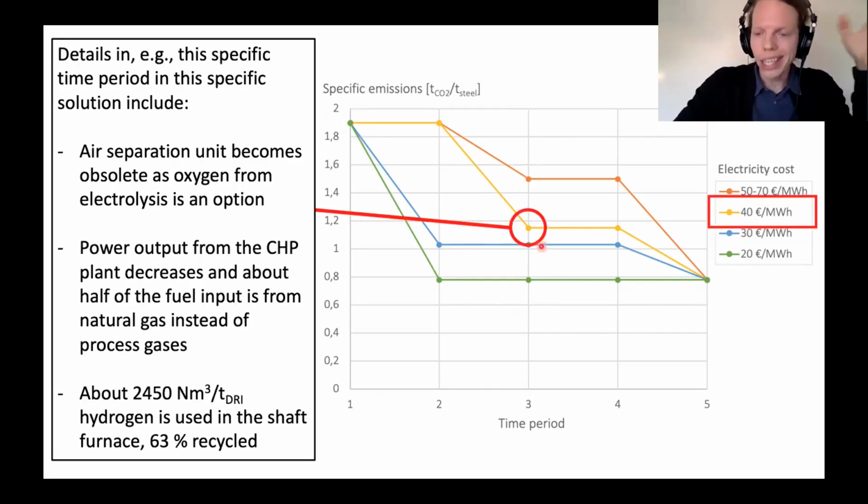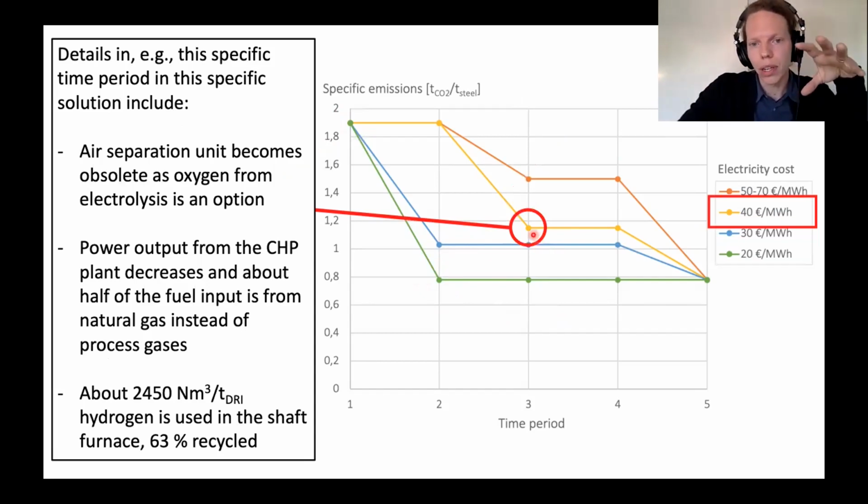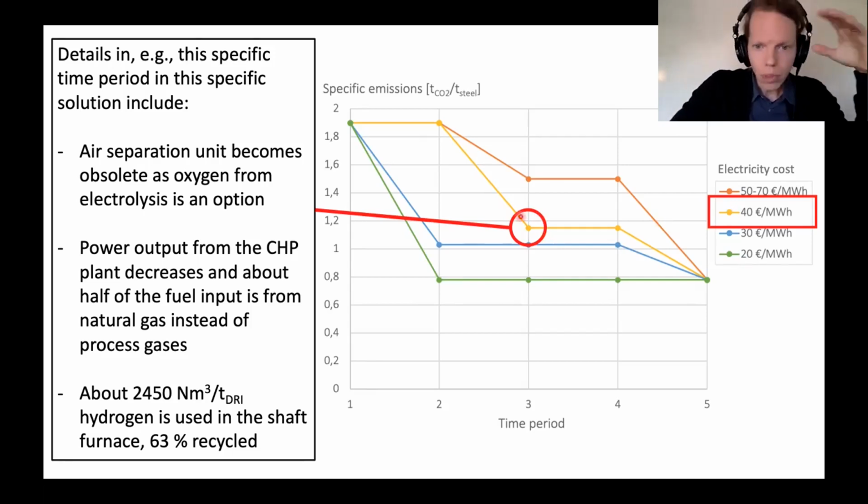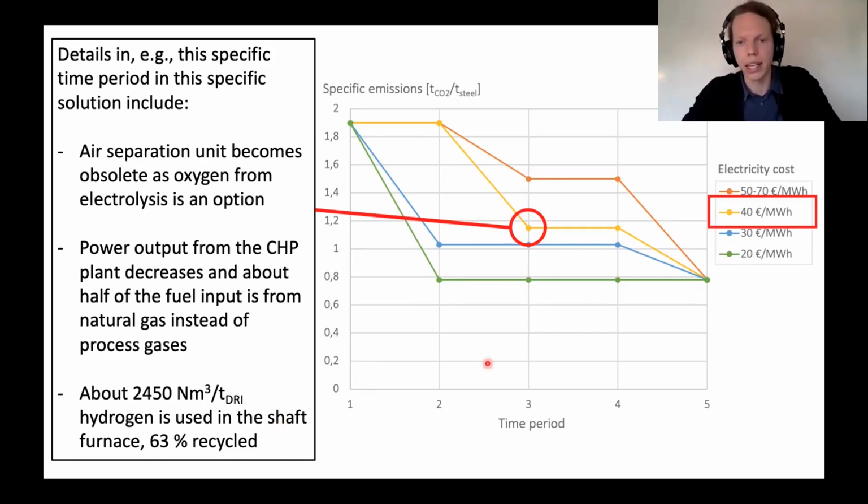And in each of these time periods, I remind you again that one time period is 5 years. So we have a time horizon of 25 years. Here after, let's say, 10 years in this solution with 40 euros per megawatt hour, we can make an analysis of which units are in operation or not, how the power plant is run, or how the shaft furnace is run. We can make this type of more detailed analysis as well.